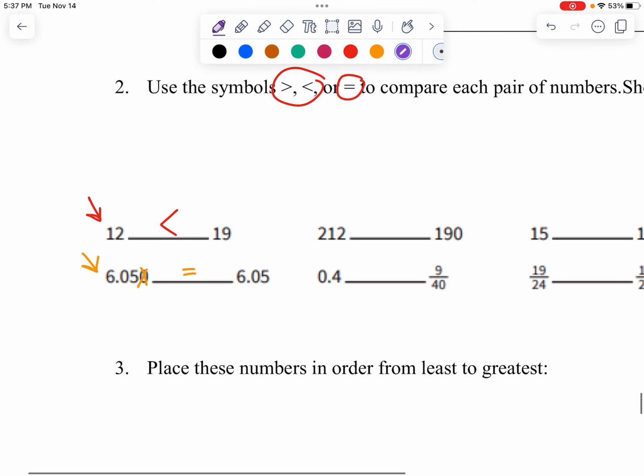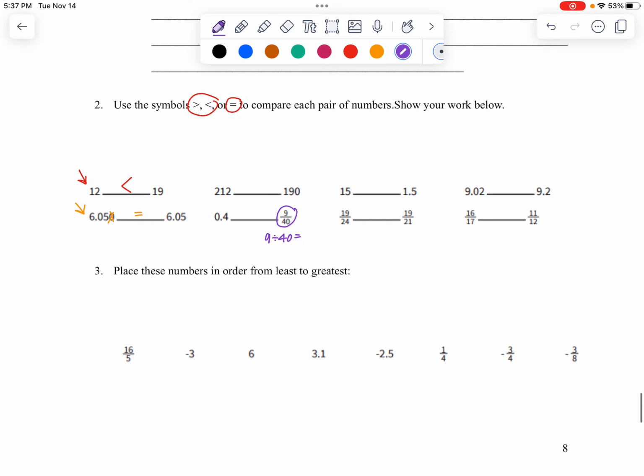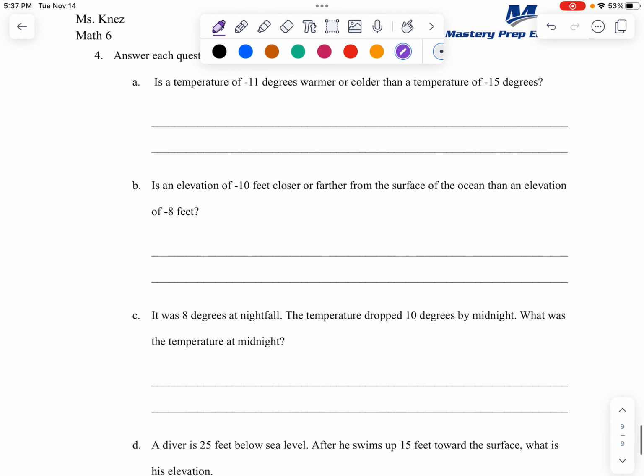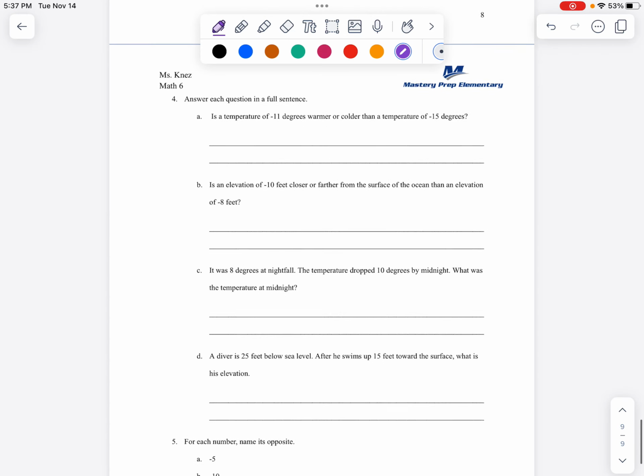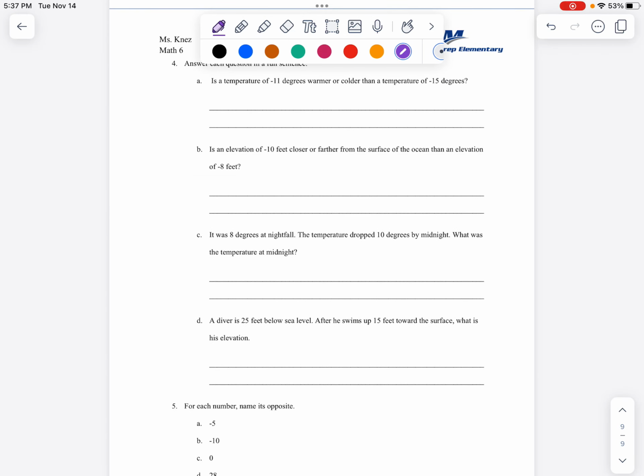One trick that might be helpful is when we have fractions, remember that we can always convert them to decimals. So you could do 9 divided by 40 in a calculator, which might make the comparison a little bit quicker for you. You have more least to greatest questions in question 3, and more questions asking you to interpret negative and positive numbers in real-world situations in question 4.